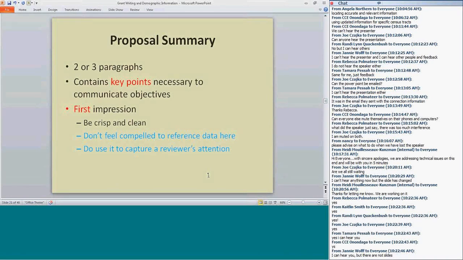Okay, so the proposal summary is typically going to be 2 or 3 paragraphs. It's the key points that are necessary to communicate what it is that you're going to do. This is your first impression, and in a second we'll talk about why that's really, really important. But you want to be crisp and clean. I think what's important here is you can use data at this point, and it can be really helpful if you think in the context of recapturing a reviewer's attention. However, because it's such a short, quick, crisp thing that you're writing at this point, you want to make some key points. Don't feel compelled to dig into the data at this point.